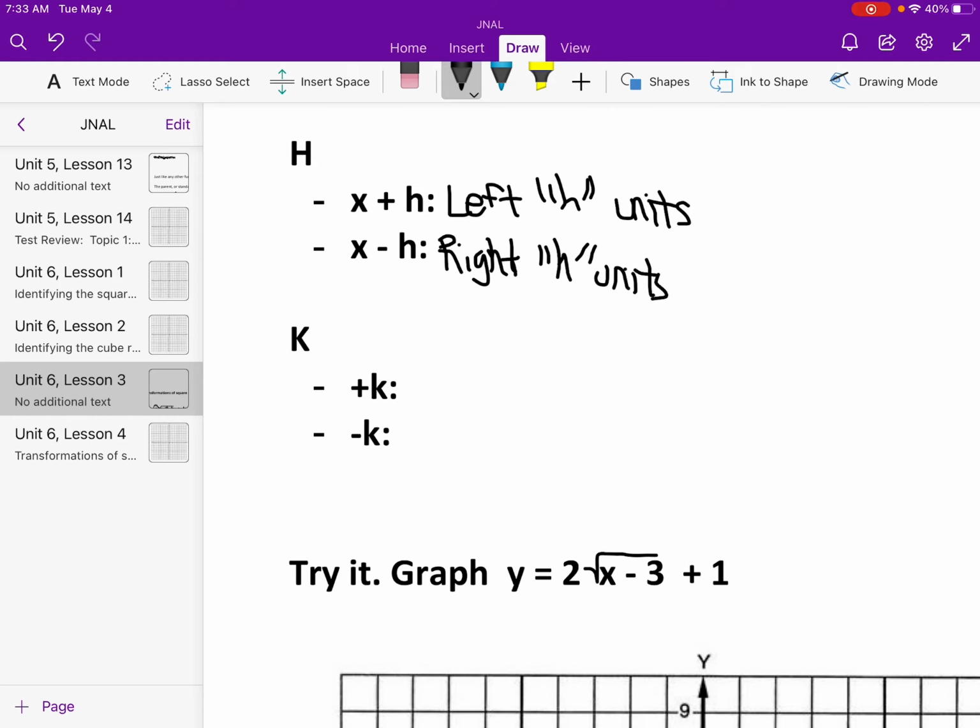For up and down, it's the same. So when k is positive, which k is just a number that would be outside of the square root, you go up k units. That seems normal because usually we think positive is up. And then down k units if it was negative.